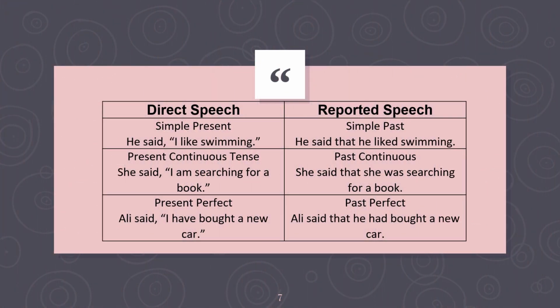If the direct speech is in simple present tense, for example here, he said, "I like swimming," then it will be changed in reported speech or indirect speech into simple past tense. Simple present tense will change into simple past tense. He said, then we have added that and removed the quotation marks, and we have seen the subject is male here, so we have used he, and then liked, the second form of the verb, swimming. He said that he liked swimming. So simple present tense will be changed into simple past tense.